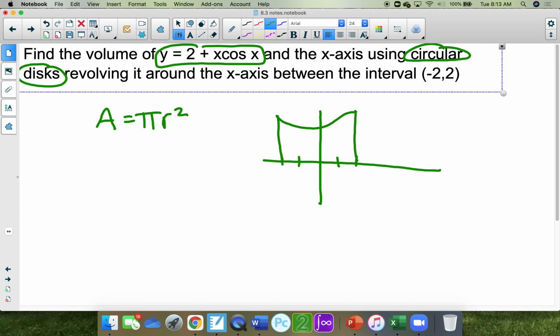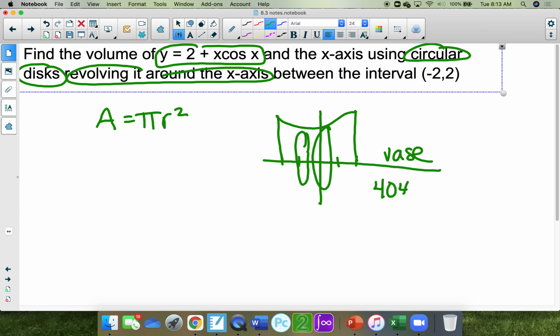And then you're going to revolve this around the x-axis. So what you're doing is taking this and revolving it around the x-axis, so that it makes a vase. And again, if you want to see a picture of the vase, you would have to look on page 404, when you take this object and revolve it around the x-axis using discs.